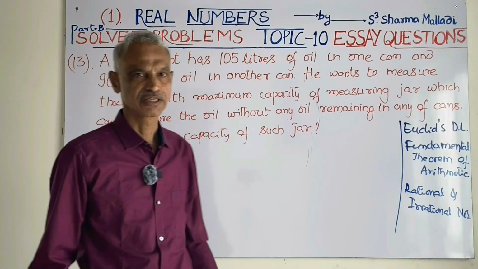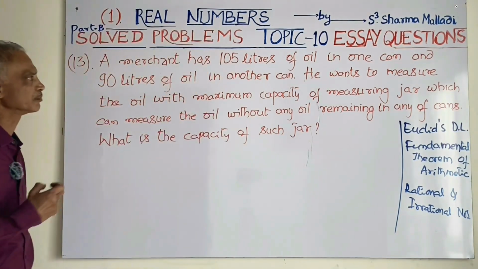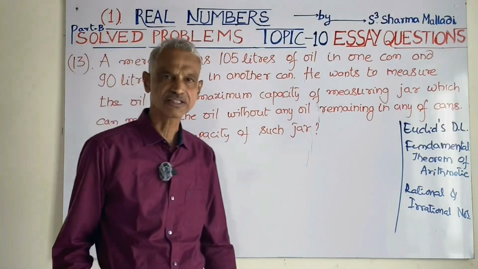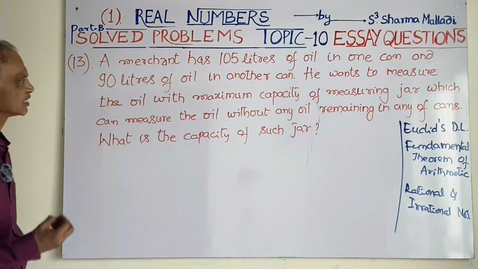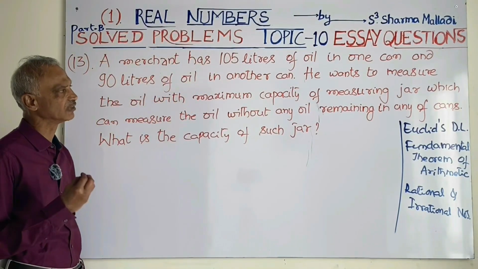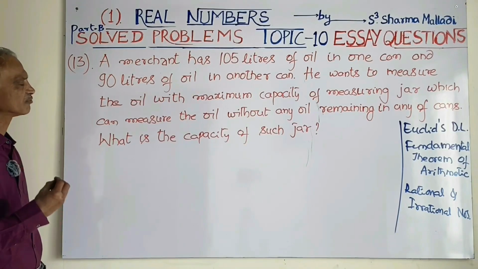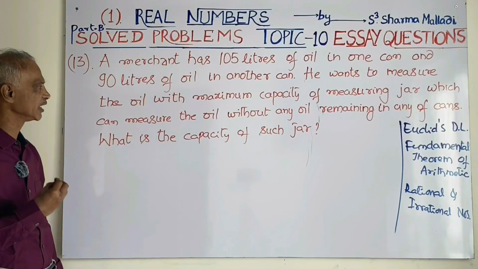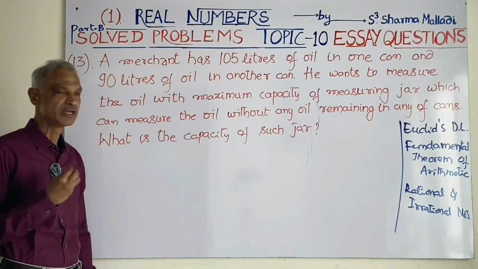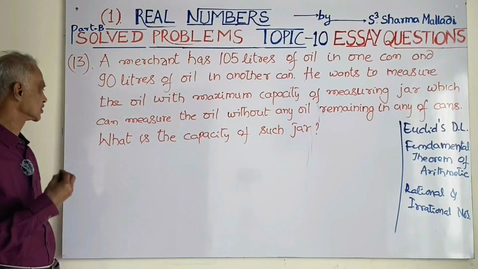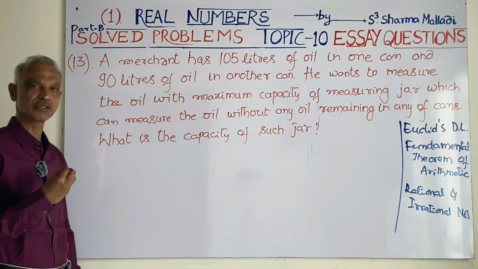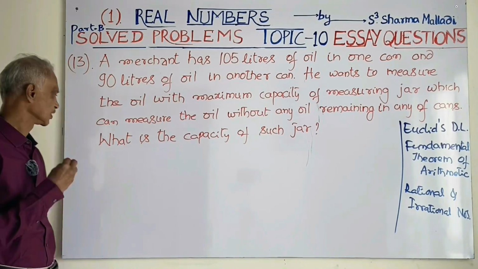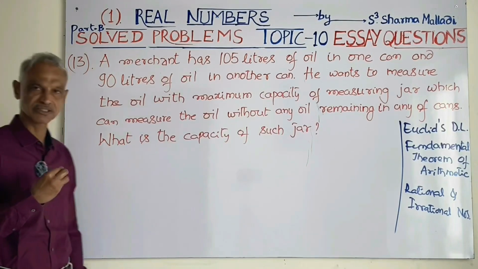Hi students, today in part B solved problems, topic 10 is essay questions. What is the 13th problem? A merchant has 105 liters of oil in one can and 90 liters of oil in another can. He wants to measure the oil with the maximum capacity of measuring jar which can measure the oil without any oil remaining in any cans. What is the capacity of such a jar?